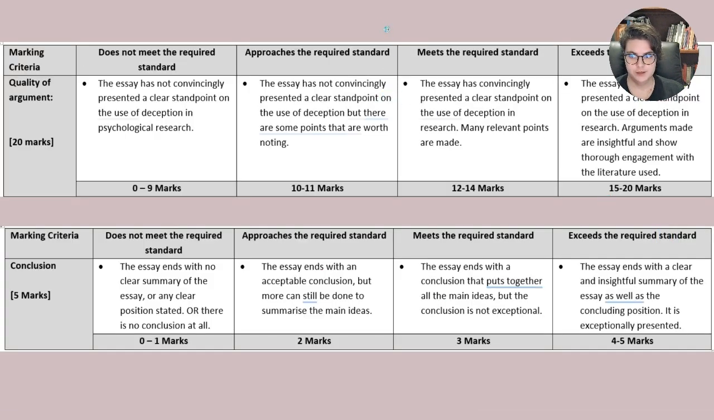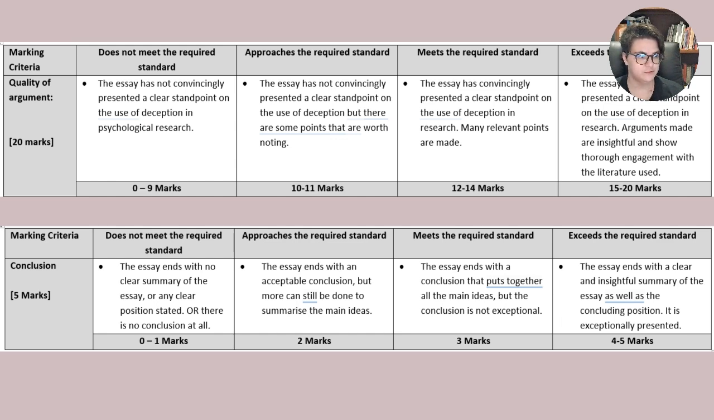Okay, another 20 marks is about the quality of your argument. Okay, so remember, this is an argumentative essay. You must state the position in the beginning. We've covered that. And now when you develop your argument, the main points that you make, they must be convincing. Okay, and one of the ways to do that in an academic essay is to provide sufficient evidence from the journal articles that you are using.